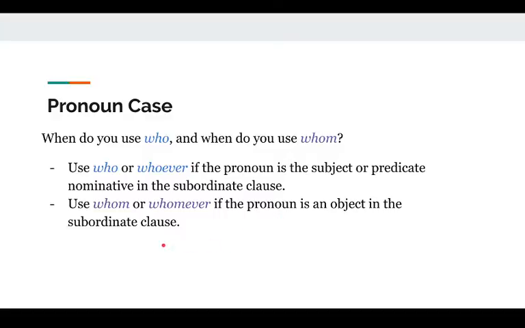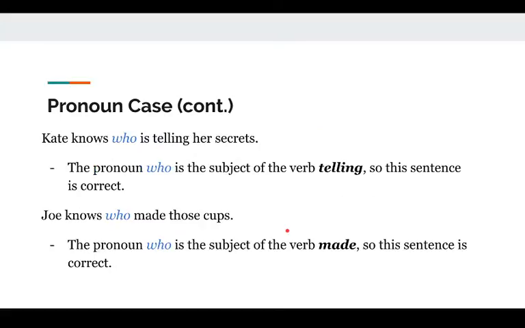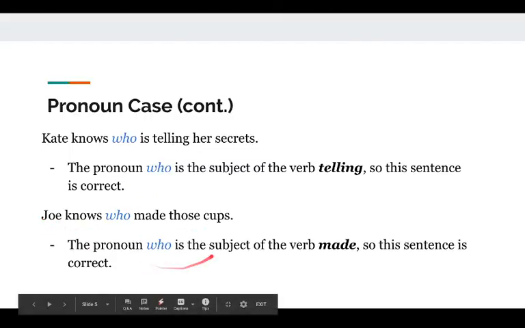So it actually just makes more sense to go through some examples, so I'm going to be going through those now. So in this sentence, Kate knows who is telling her secrets. So the pronoun who is the subject of the verb telling, so this sentence is correct. And then in this sentence, very similar, Joe knows who made those cups. The pronoun who is the subject of the verb made, so this sentence is correct.